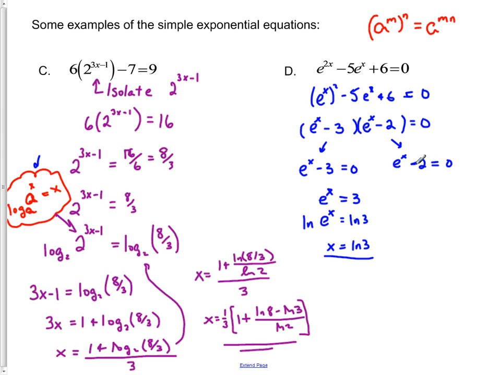Similarly, if I have e to the x minus 2 is equal to 0, I can say that means e to the x is equal to 2. And taking my natural log on both sides, the natural log of e to the x on the left and the natural log of 2 on the right, my inverse property tells me that x must equal the natural log of 2 in order to make that equation true. And so this is the answer we were looking for.